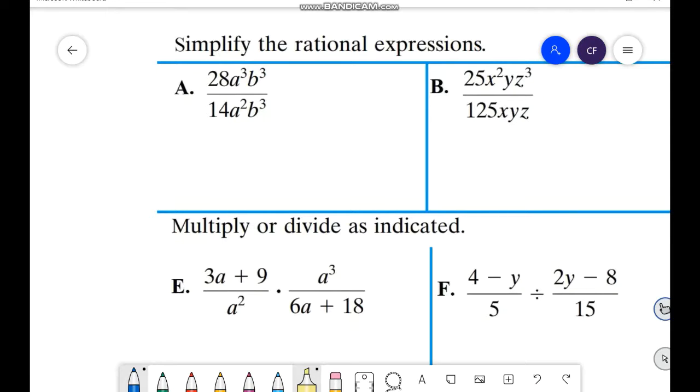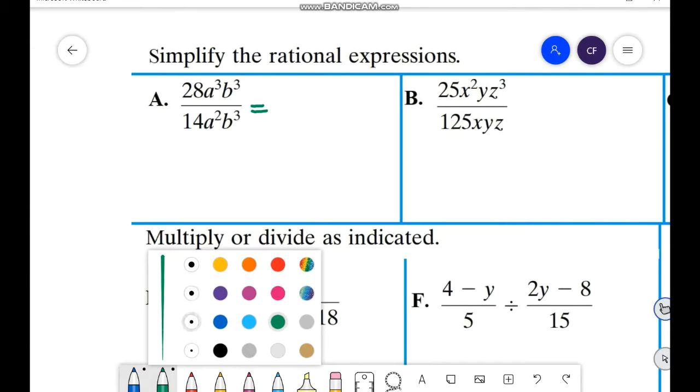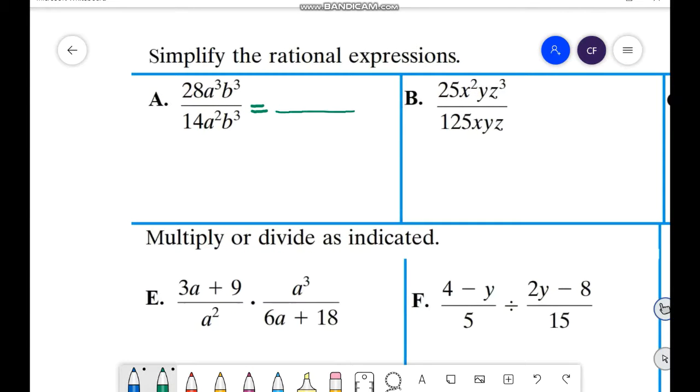So I will work a few questions from each kind of question. The first kind of question that you're going to find on the quiz today and also on the test tomorrow is this: simplify the rational expressions. Let's work letter A. The simple thing you have to do here is check the rational expression, 28. Let me rewrite here just to make sure I understand everything.